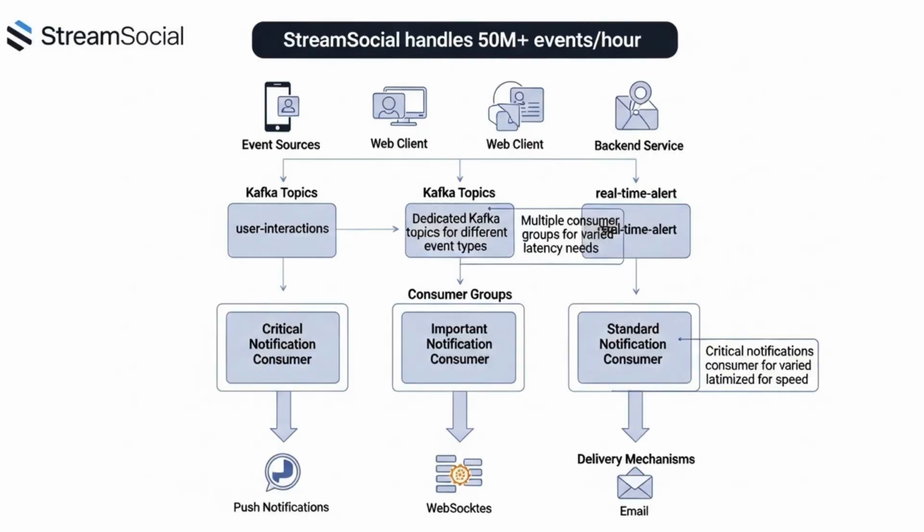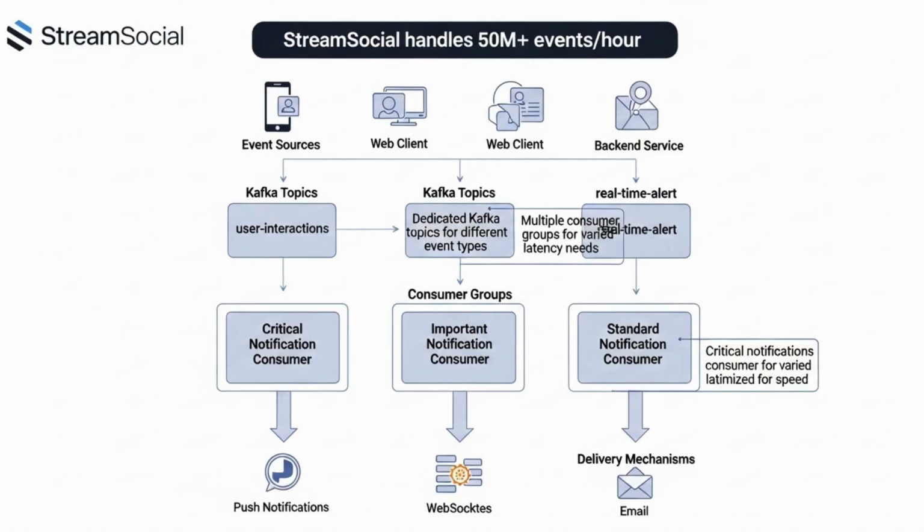Let's put these concepts in the context of Stream Social's architecture. Stream Social's notification system is a high-volume beast, handling over 50 million events per hour. These events originate from various sources: mobile apps sending user interactions, web clients triggering notifications, and back-end services generating alerts. To manage this scale and varying criticality, these events are fed into dedicated Kafka topics. For instance, user interactions handles likes and comments, system notifications covers trending topics, and real-time alerts is for urgent messages and live streams. Our consumer, the focus of today's lesson, reads from these notification topics.